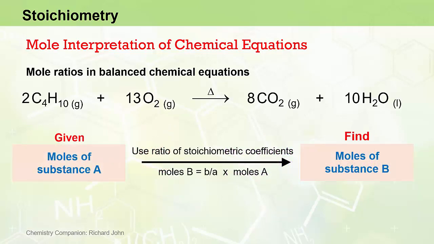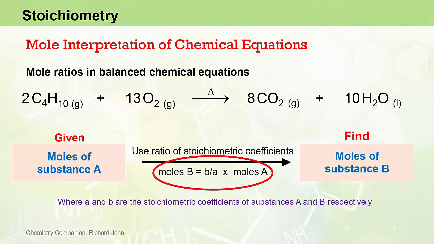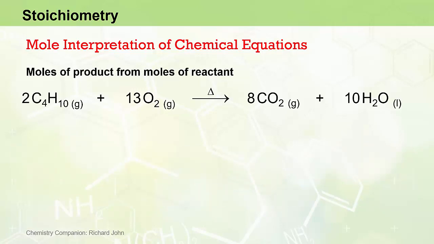So in general, if I'm given the starting moles of substance A in a balanced chemical equation, I can find the moles of substance B simply by using the ratio of the stoichiometric coefficients. The moles of substance B will be equal to b divided by a times the starting moles of substance A, where the lowercase a and lowercase b are the stoichiometric coefficients of substances A and B respectively. Now it's a bit of a mouthful, so this is probably best shown by example.